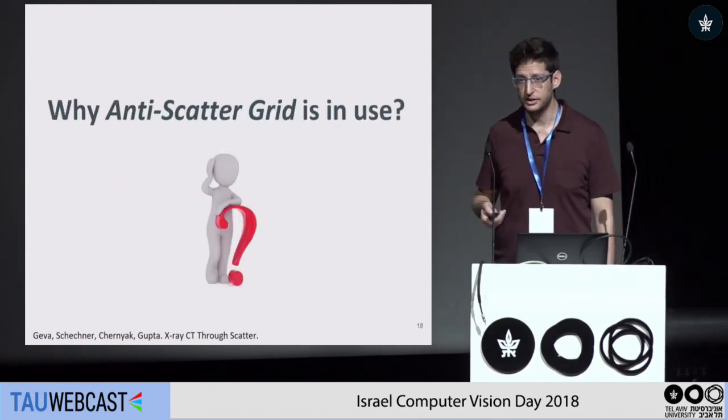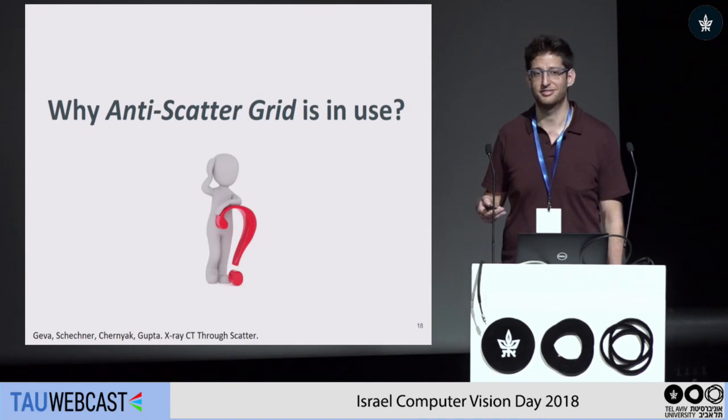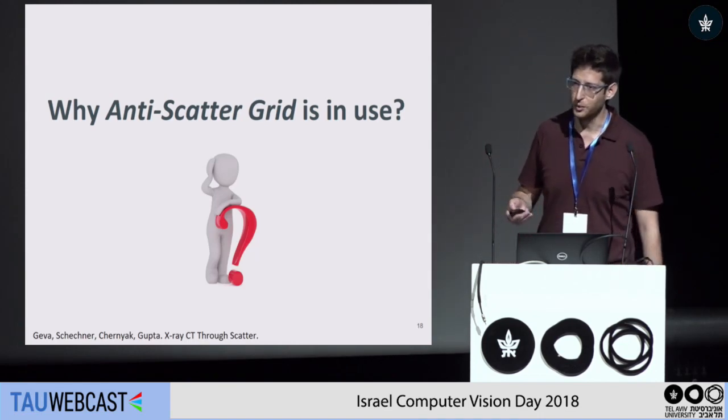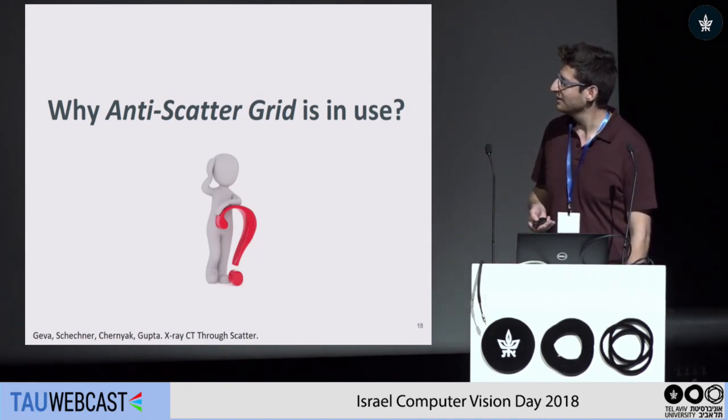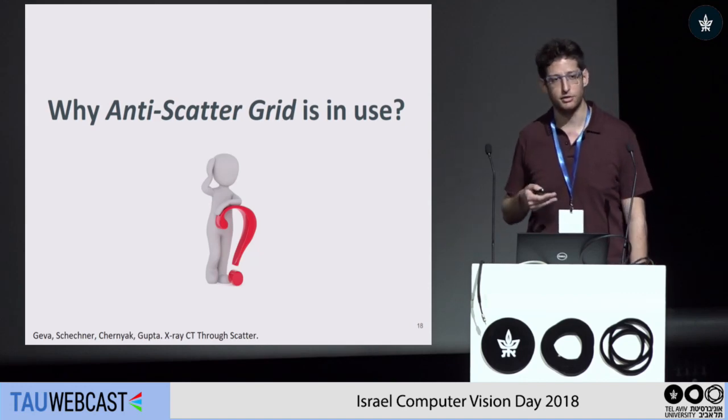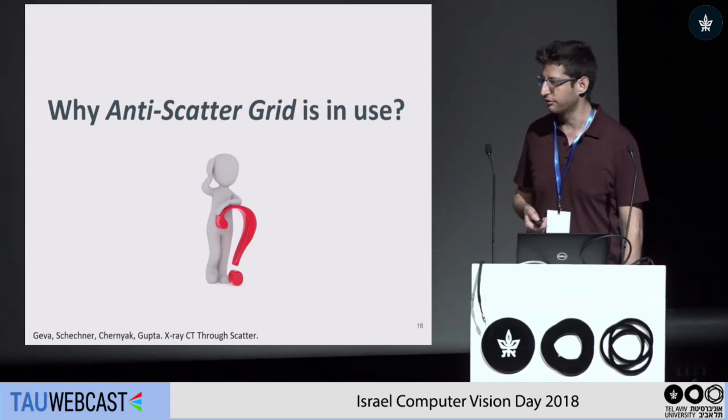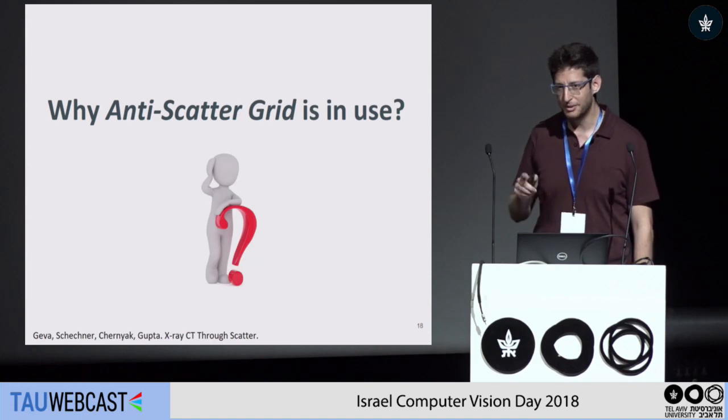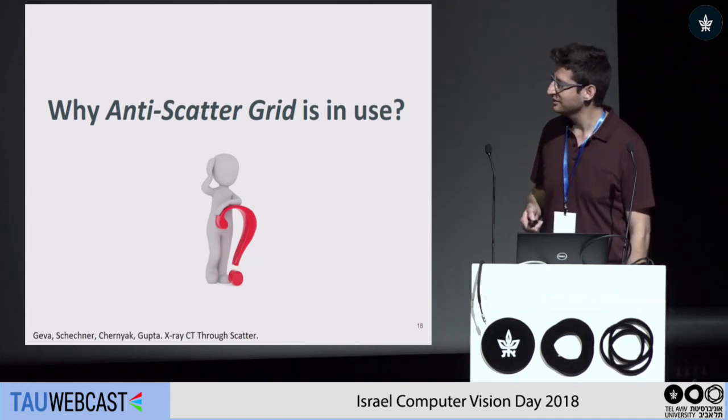So the obvious question is, with all the benefits of not having the anti-scatter grid, why do we even have it in the first place? And the reason lies in the current method of reconstruction, which is called linear tomography. Remember the simple mathematical model that I was telling you about earlier? This is exactly it.